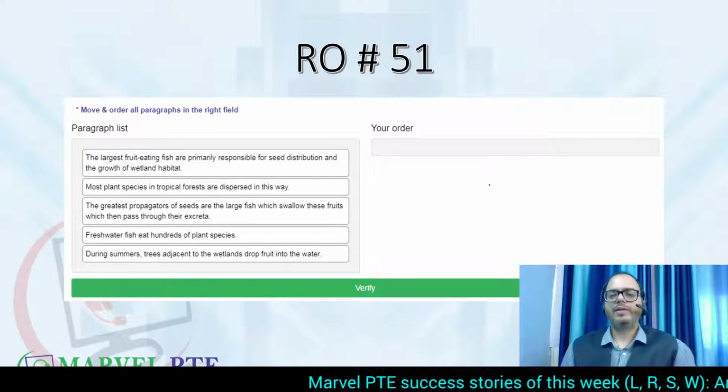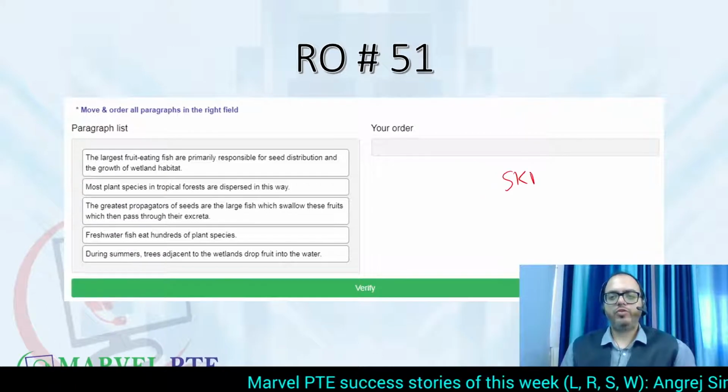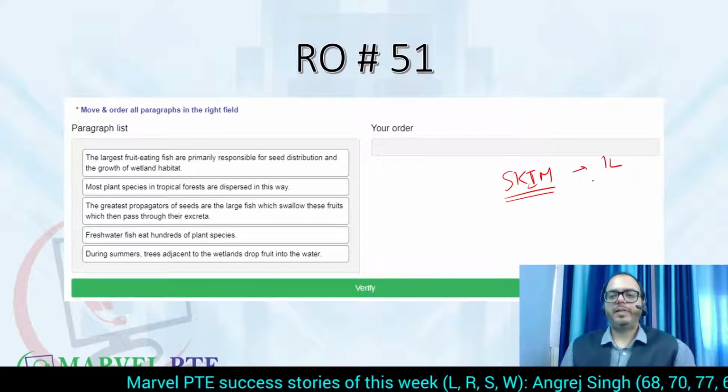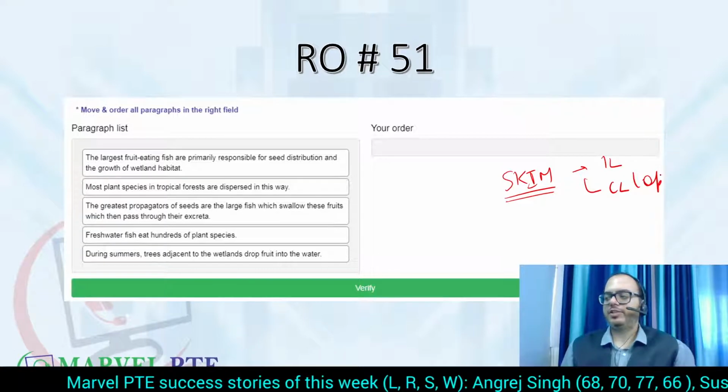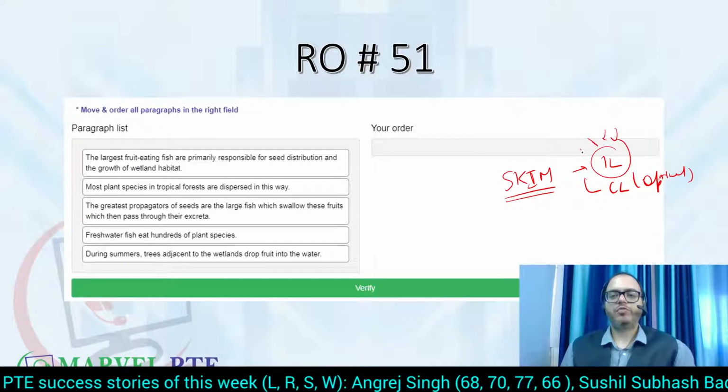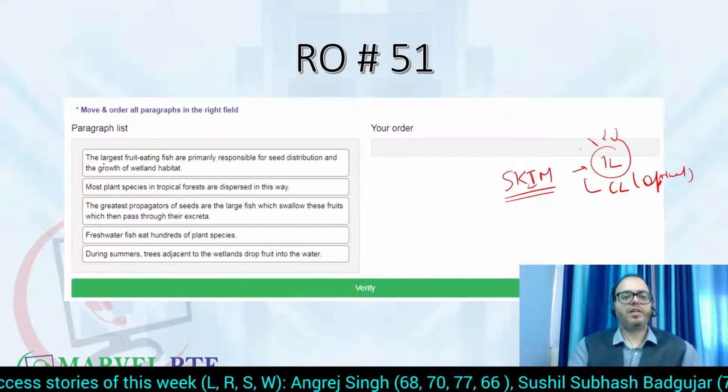Okay, so I am back. Now you know that the first thing we do is skim the reorder paragraph lines to find the independent line and the conclusion line, which is optional. For the independent line, there are certain strategies and tips which we apply. Okay, so let's get started.